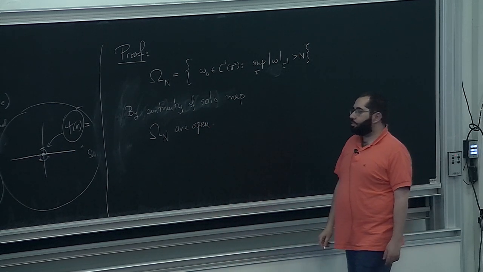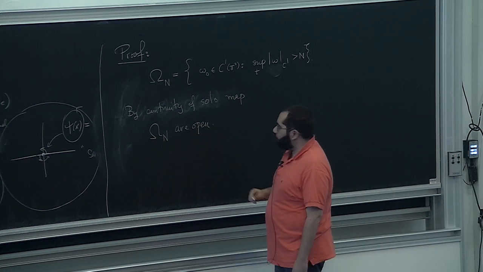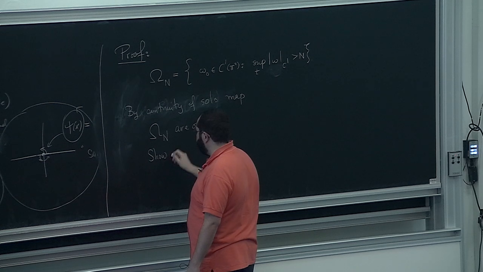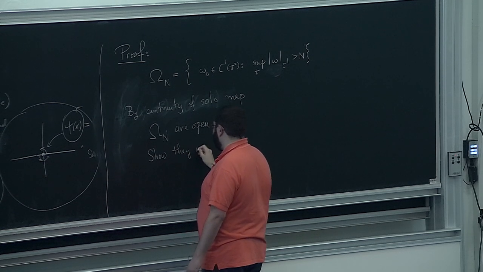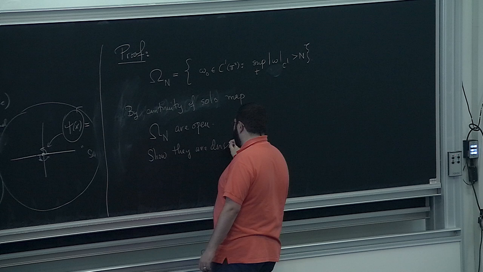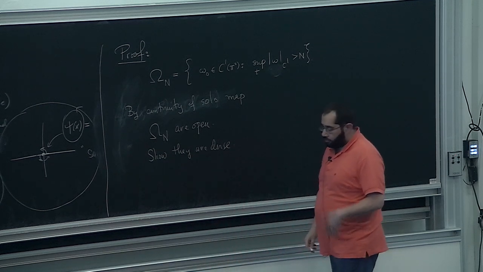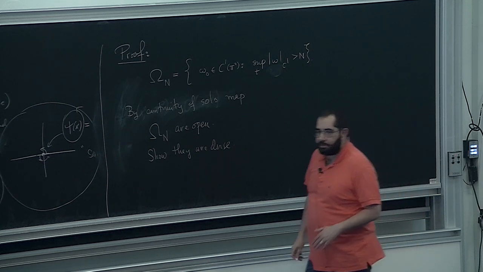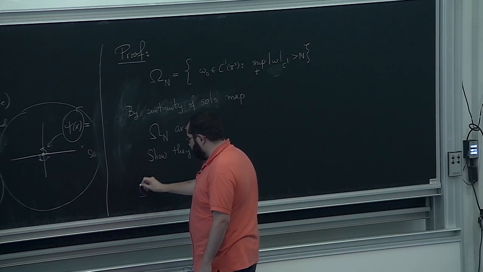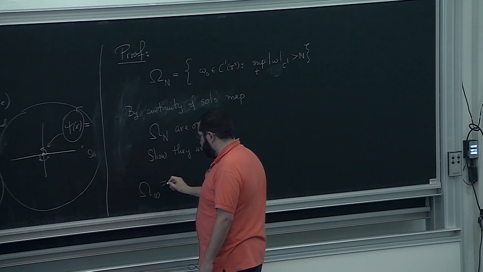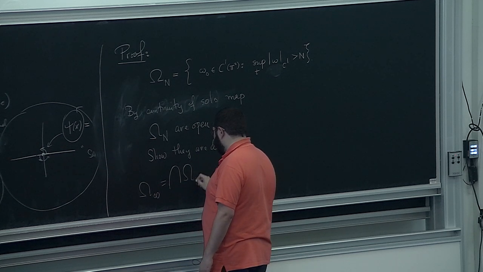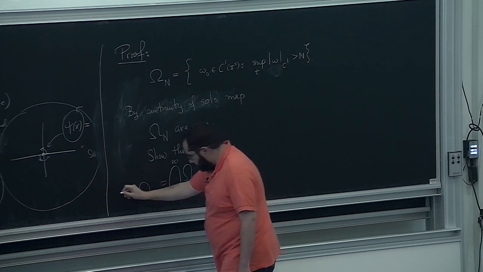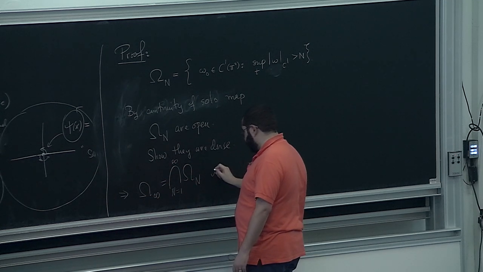So omega n are open. Now I want to show they're dense. And after you show they're dense, you just apply the Baire-Category theorem. Then omega infinity is dense.